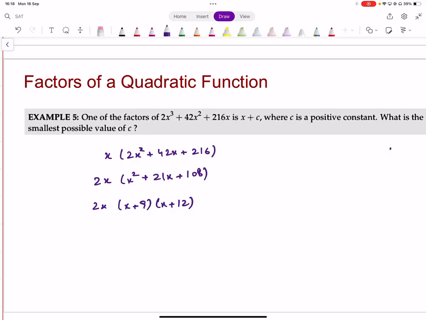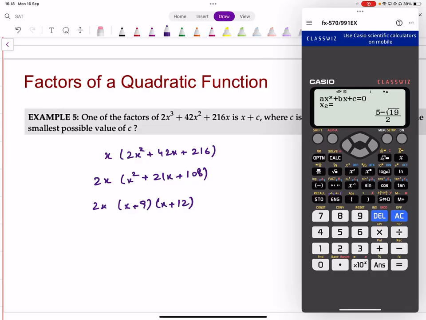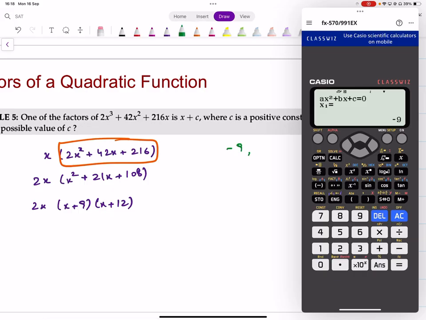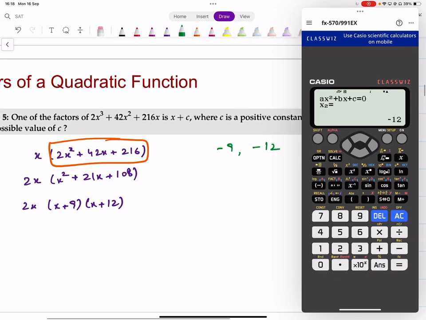Now you have to be a bit careful if you're doing this on a calculator. So what you did was you solved this on your calculator. What was the equation that you solved? So if you just put this function inside, that gives you 42, 216. This gives you minus 9 and minus 12. So that gives you two factors, x plus 9 and x plus 12.